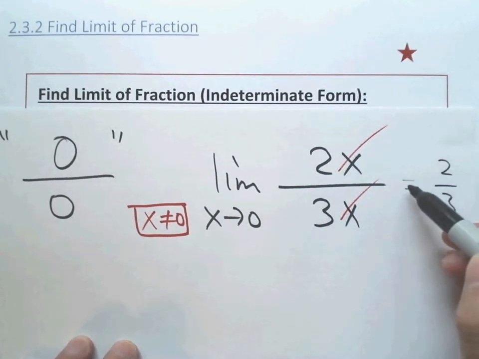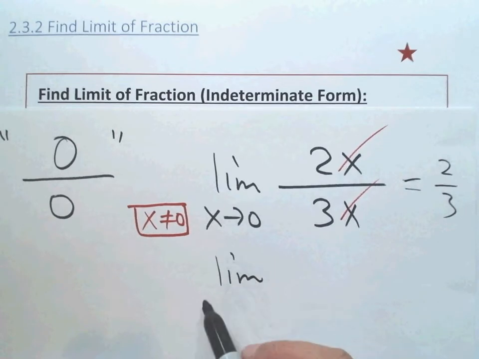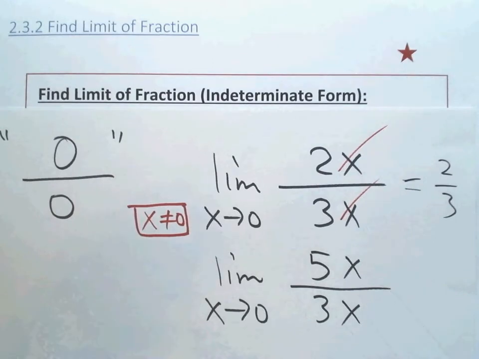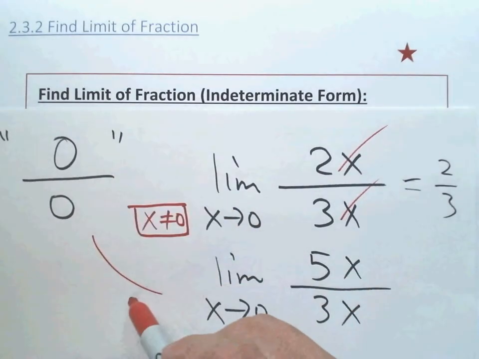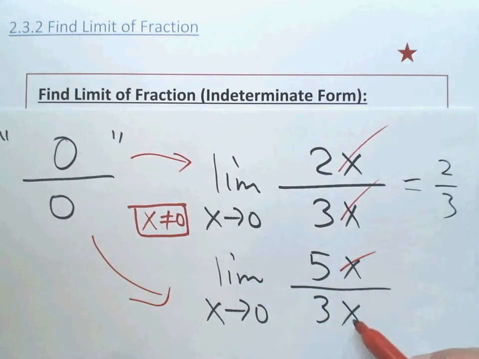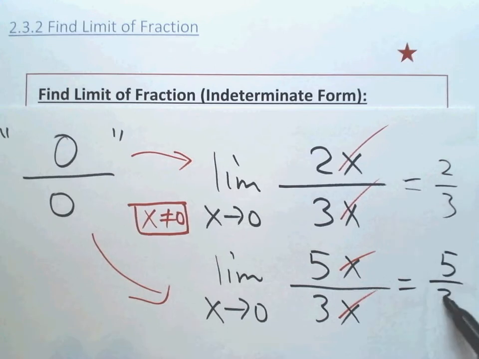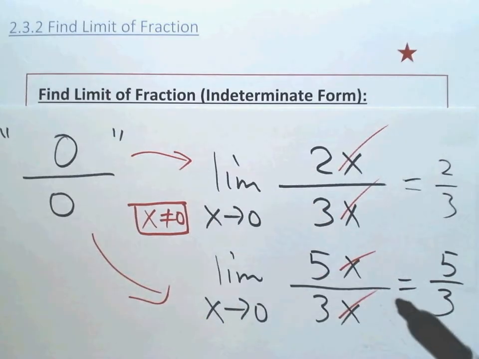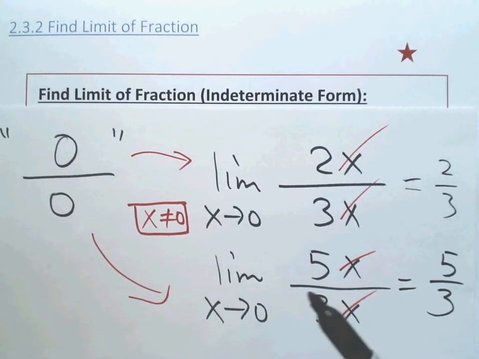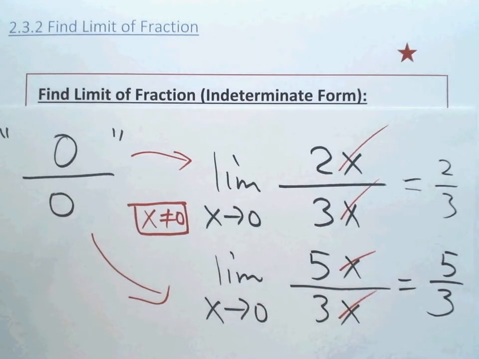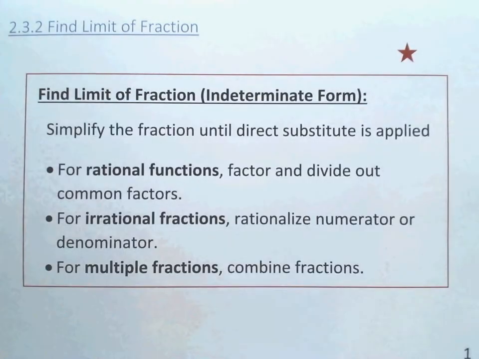Another example: the limit as x approaches 0 of 5x over 3x. This is also 0 over 0. If we divide out x, the result we get is 5 over 3. Both of them are 0 over 0 form. However, the limits are different. So this is why we call it indeterminate. 0 over 0 could be any number, based on your fraction. Later I will give you another example, and all these kinds we call indeterminate.